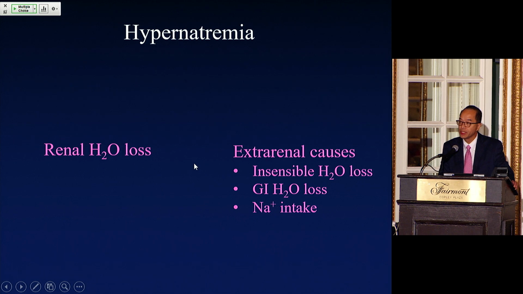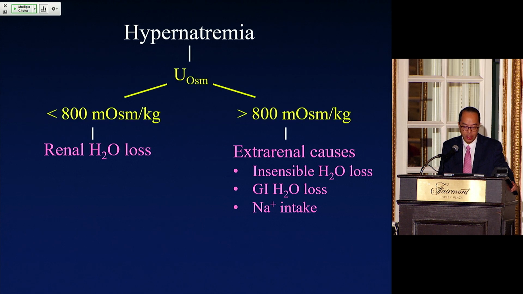Another way to approach this, so this is a patient with hypernatremia, is to ask the question, why does the patient have hypernatremia? When I see a patient with hypernatremia, I ask the question, are they appropriately stimulating ADH and concentrating their urine? If they are, then they should be able to increase their urine osm to greater than 800. And when you see that, the cause of the hypernatremia must be extrarenal, meaning either insensible water losses without adequate intake of water, GI free water loss, so an osmotic diarrhea, or salt intake without water.